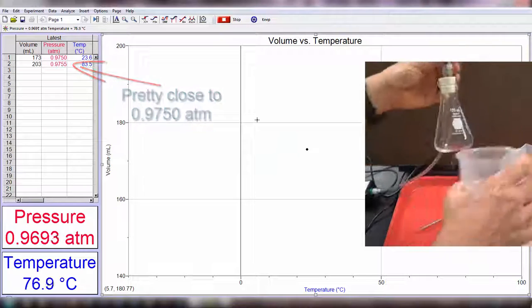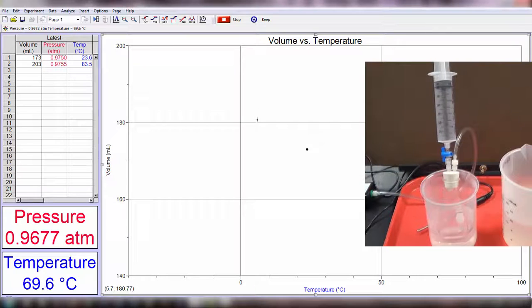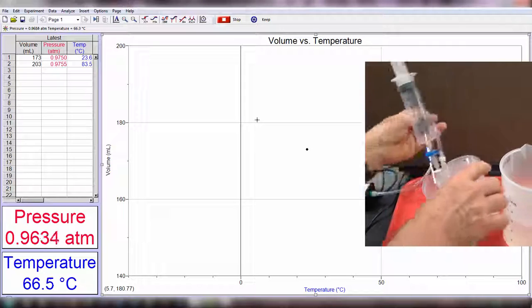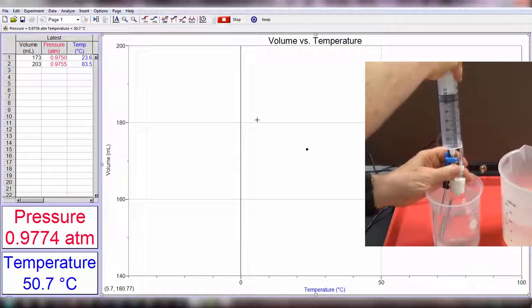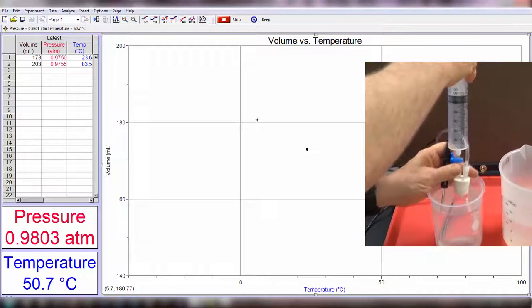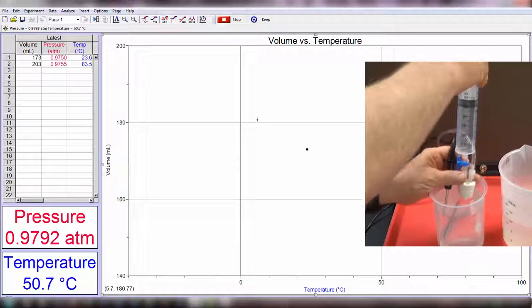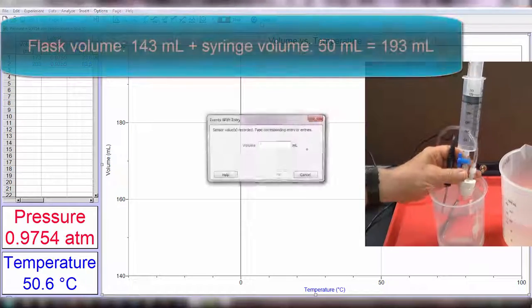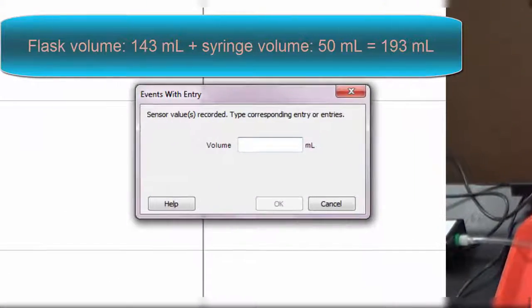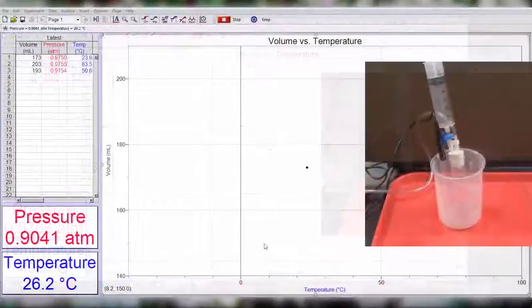Now for a warm water temperature. I dump out some of the hot water and add some tap water to get somewhere between hot and room temperature. As before, I mix and adjust the syringe volume to re-achieve the original pressure. The syringe volume this time is 50 milliliters. Therefore, I keep the value of 143 plus 50 for this data point.